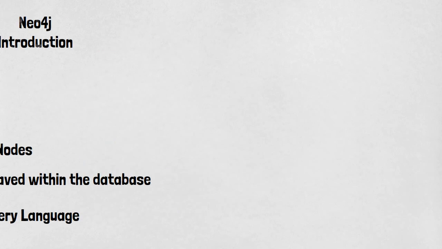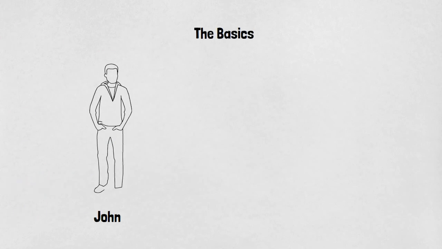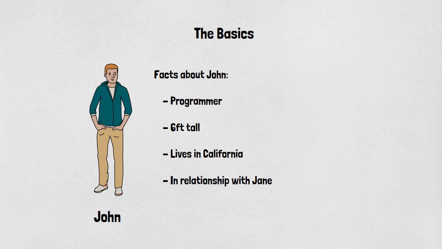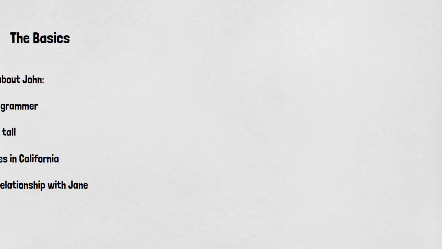Let's take a quick example. Let's say we have a person and his name is John. And we know a few facts about John, such as maybe his career or where he lives and his relationship status. And now let's say we want to translate all of these attributes that we have about John and put them into a Neo4j database.